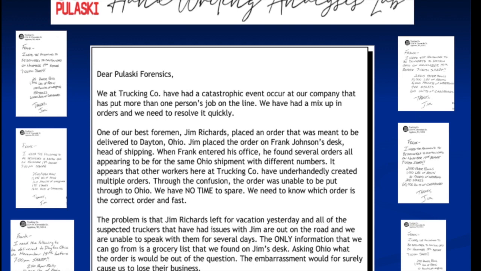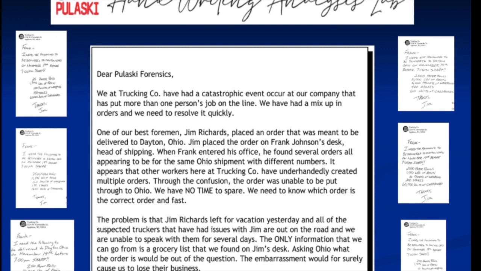The problem is that Jim Richards left for vacation and all of the suspected truckers have had issues with Jim, are out on the road, and they're unable to be contacted. The only information that they have is a grocery list that they found on Jim's desk. Asking Ohio for what the order would have been is out of the question. That's embarrassing, and they would surely lose their business.